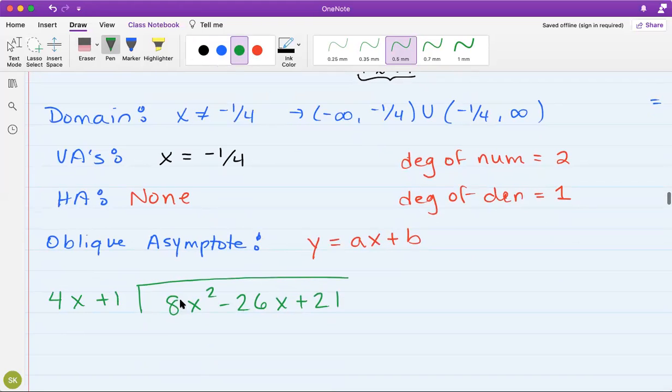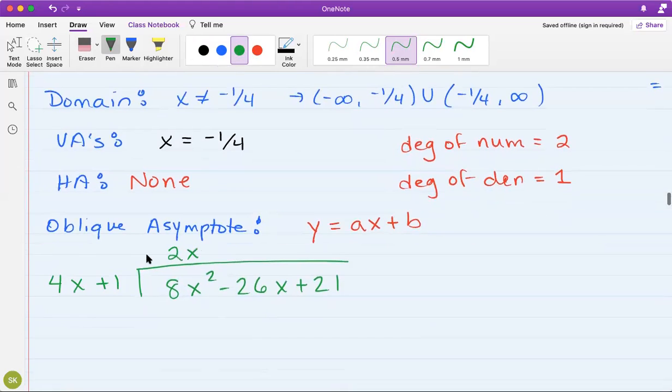Okay? So I ask myself, what do I need to multiply 4x by to get 8x squared? Well, that would be 2x. So I'd have 8x squared, then 2x plus, multiply that by 1, we get plus 2x. Now we subtract everything, which means we get rid of all of these signs. We make this a negative and this a negative. And this becomes a negative 28.